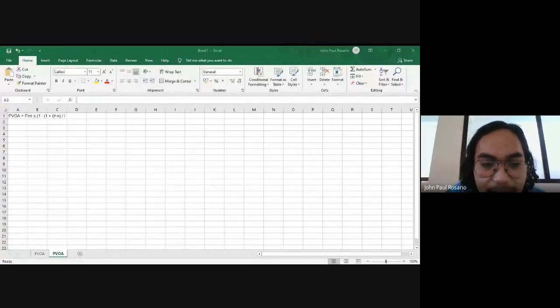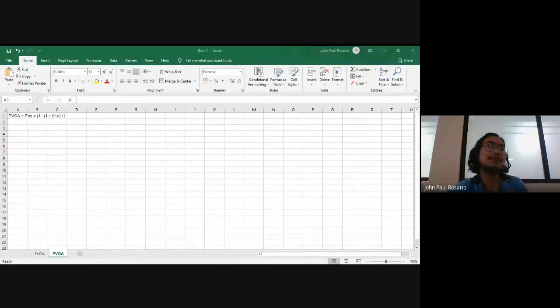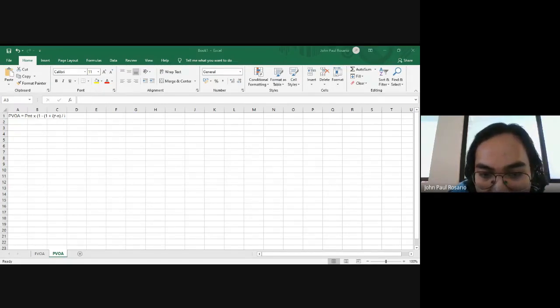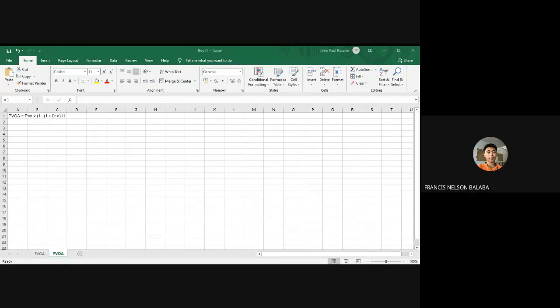Sige guys, before we go to the sample problem, what if the goal is to ask: what is the difference between the present value and future value of an ordinary annuity? What's the difference between them? What do you think? Hello? What's the difference?